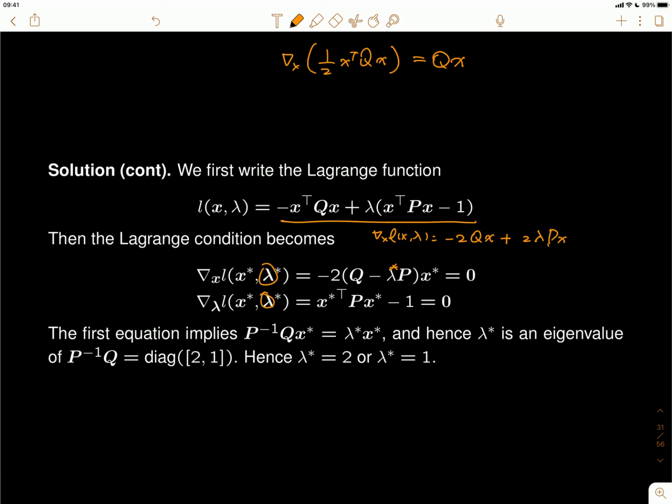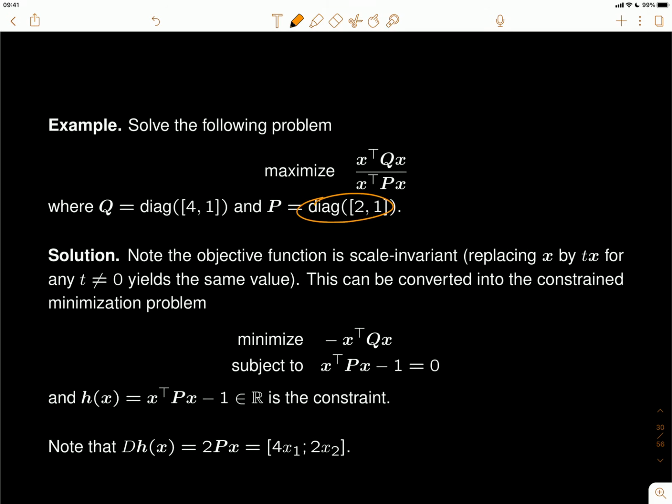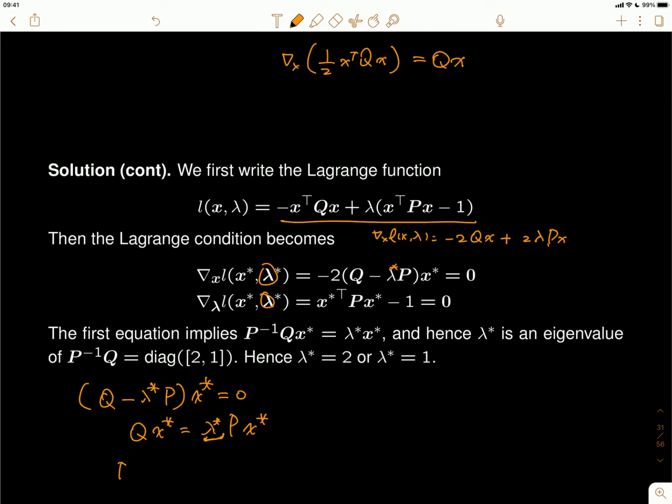Right, solving the first one tells us that we can cancel the negative 2, and we just have Q minus lambda star P times x star equals 0. We can move the lambda star P x star to the right. We have Q x star equals lambda star P x star. And then we can multiply P inverse on both sides. Lambda is a scalar, so I can move it around. Now I can multiply P inverse because P is a diagonal matrix with 2 and 1, so I know the P inverse exists. So it's P inverse Q x star equals lambda star x star.